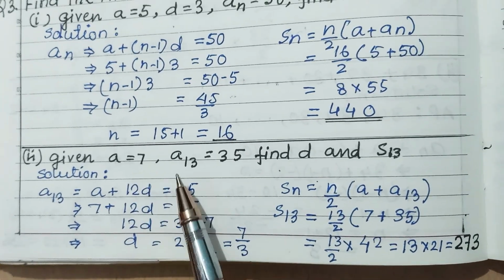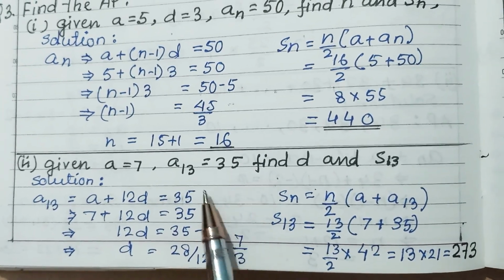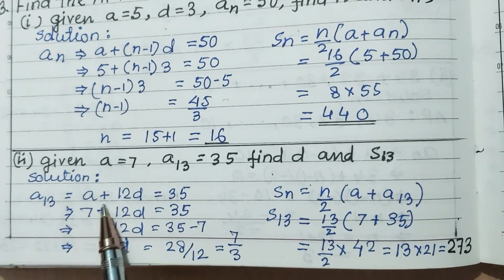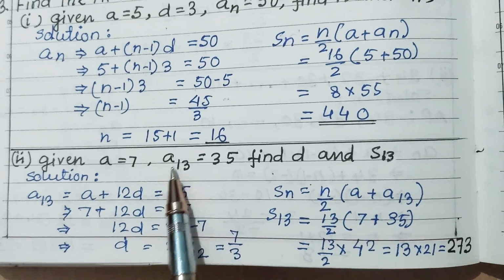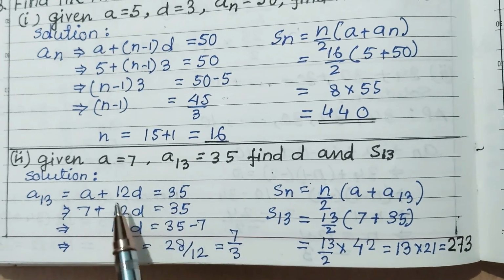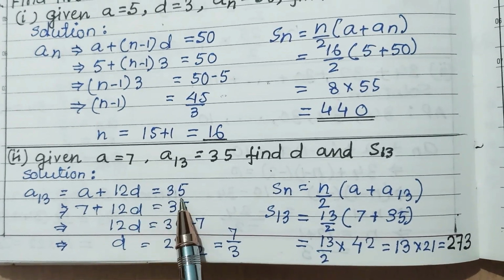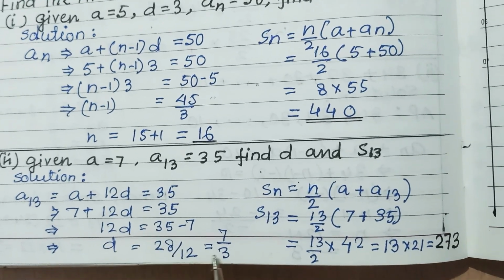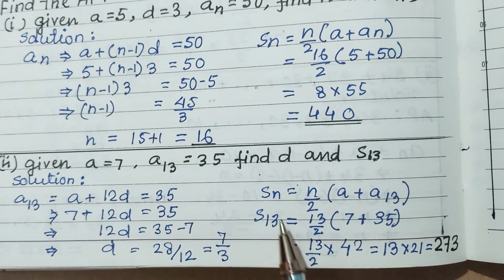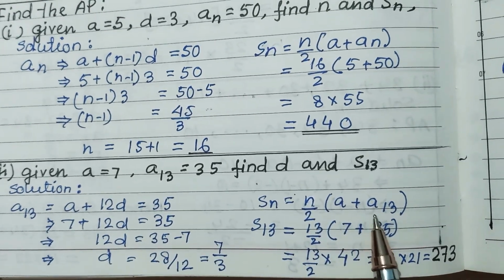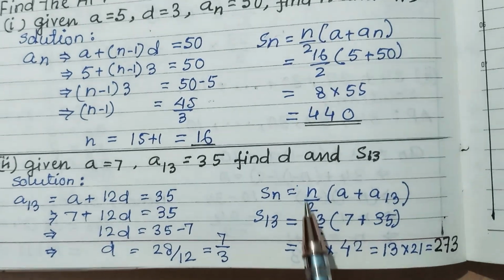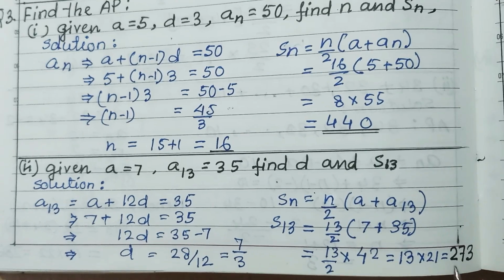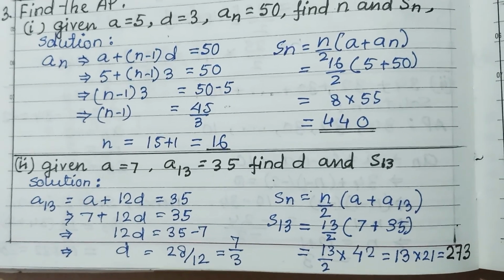In the second part, a13 is equal to 35. So a13 is equal to a plus 12d, since n minus 1 means 12. A plus 12d is equal to 35. So a is 7, plus 12d is equal to 35, and d is equal to 7 upon 3. Now Sn is equal to n upon 2, a plus a13. So it is 13 upon 2 and its value is 35 plus 7. It is coming 273. Next question.